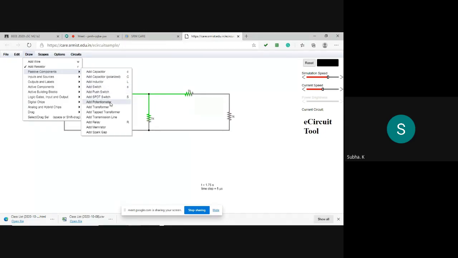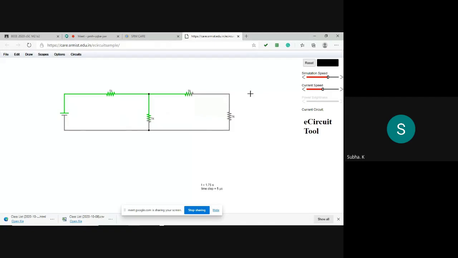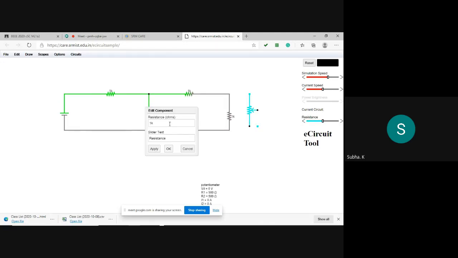I can add a potentiometer. Let me check. I'm adding a potentiometer; that is also a variable resistance. Let me check whether it is varying or not. Yes, ma'am. It's a slider only. Okay, 1K it's showing. So up to 1K I can do the variation.